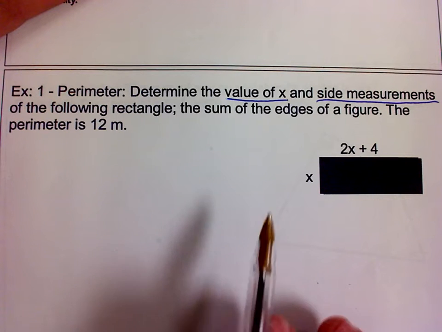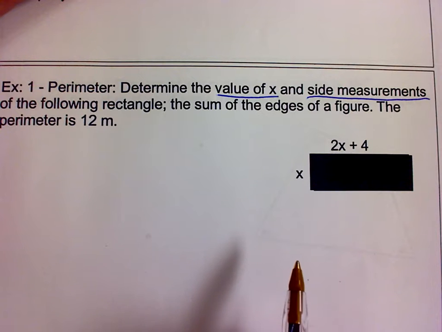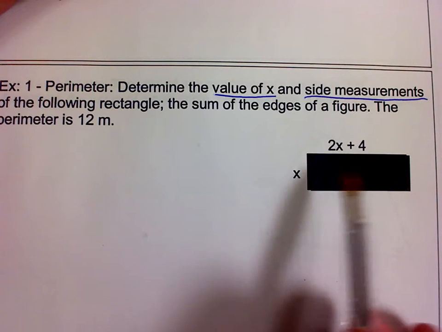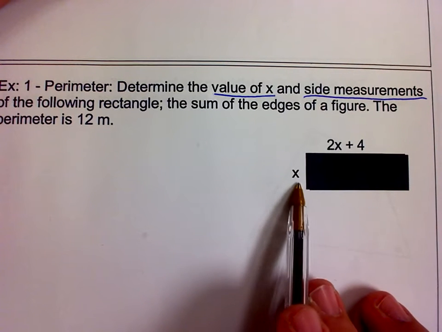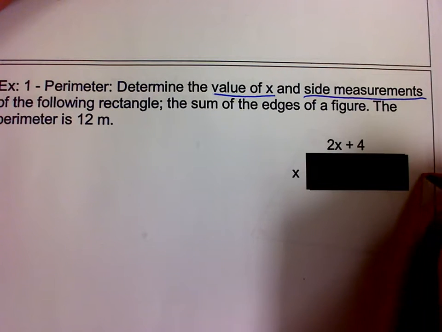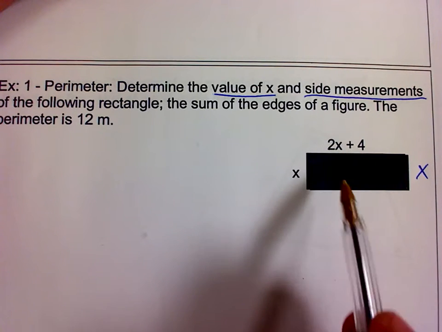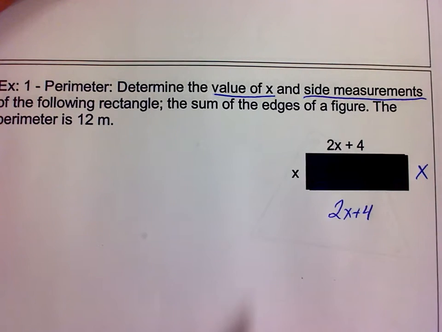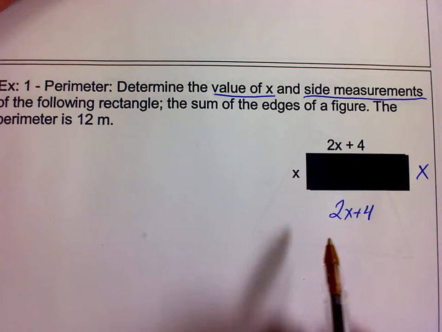Now, dealing with a rectangle, hopefully we're able to recall back when we talked about in middle school characteristics of a rectangle. What we do know about a rectangle is that opposite sides of a rectangle are congruent, also known as equal. So if we know this left side here has a measurement of x, the right side is also going to have a measurement of x. And just the same with the top and the bottom, they're going to have the same expression of 2x plus 4.